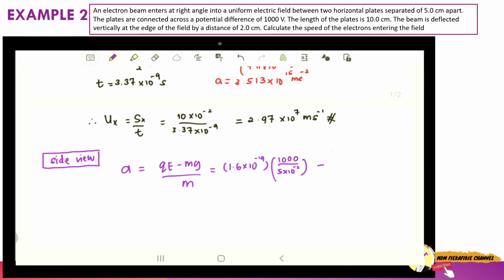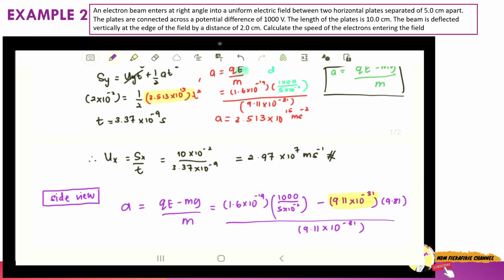Minus the mass of the electron times the gravity, 9.11 exponent negative 31. You can see here the mass of the electron is very small. So times 9.81, and divide by the mass of the electron, which is negative 31. Let's press your calculator. You can see here, what is the value of your acceleration?